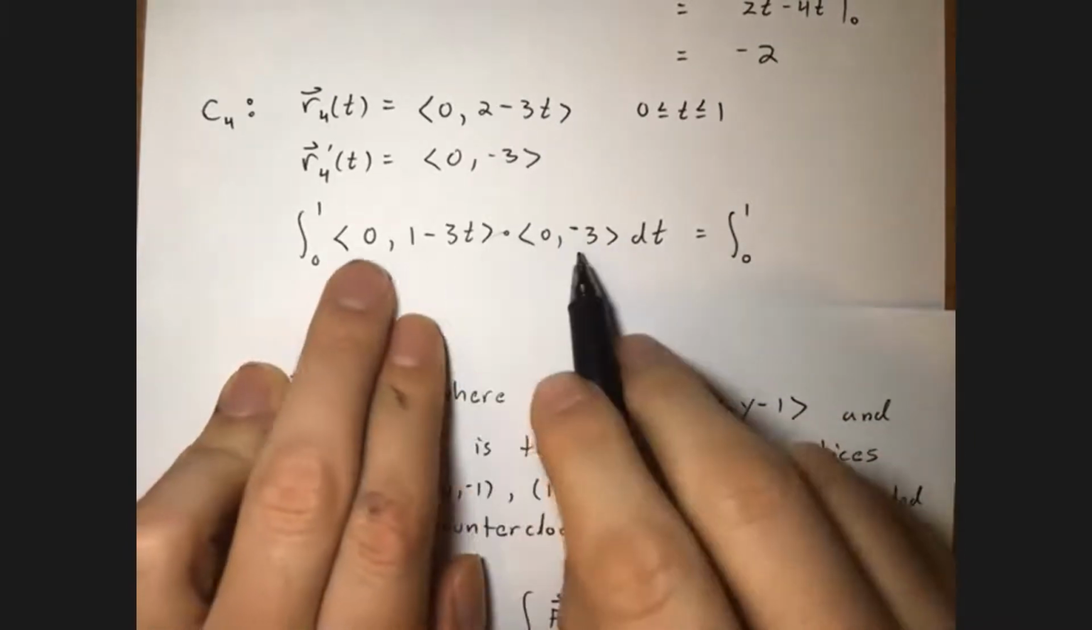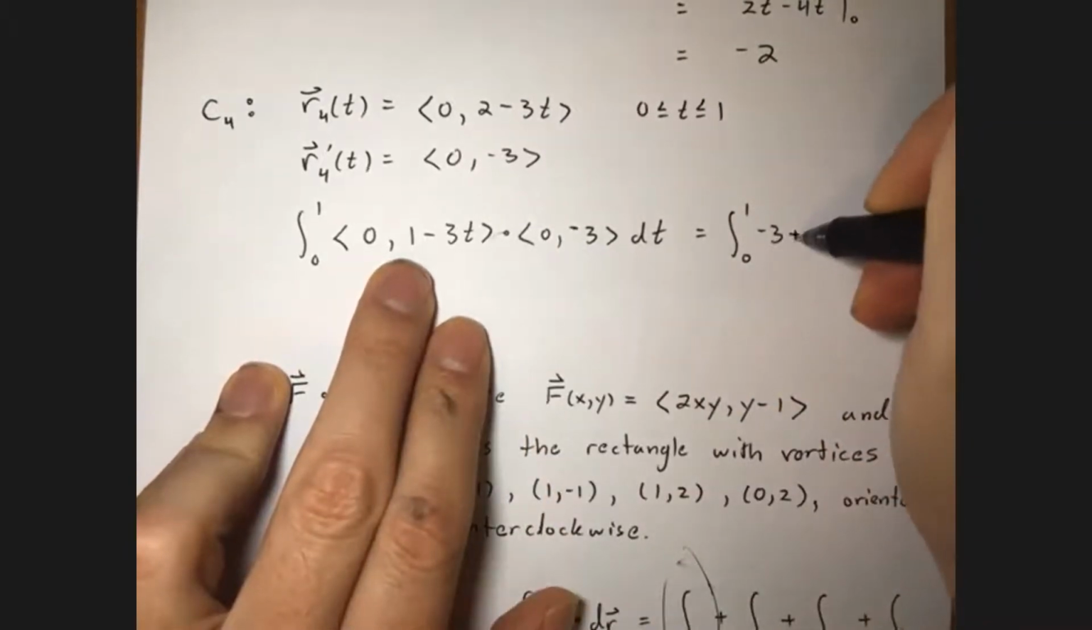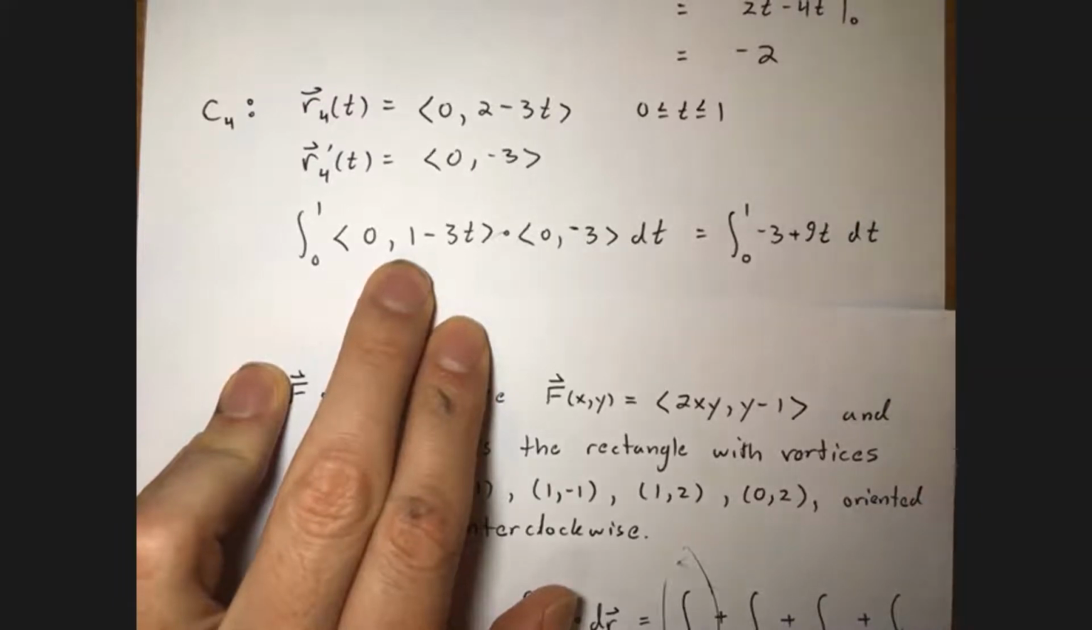All right, so dot product these, you get -3 plus 9t dt.